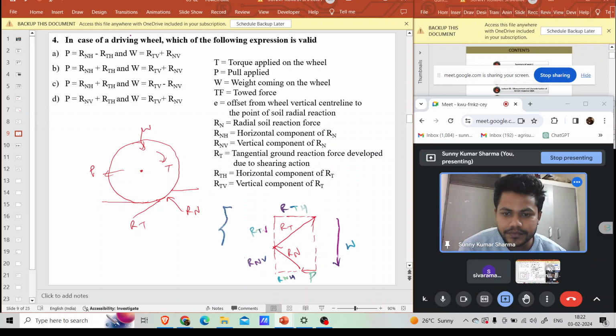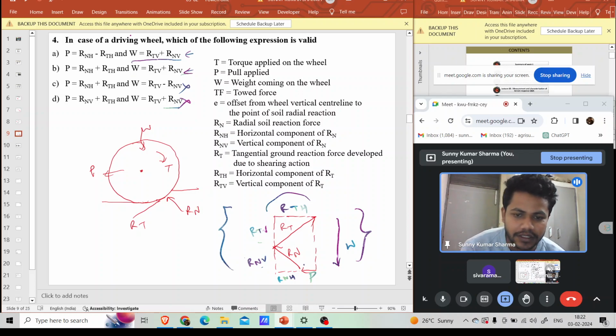So this is the basic fundamental of this driving wheel. Weight is RTV plus RNH, that will always be there. Weight is RTV plus RNB. This is cancelled, RTV plus RNB. We have three options. And for pull, this extra magnitude will develop pull.